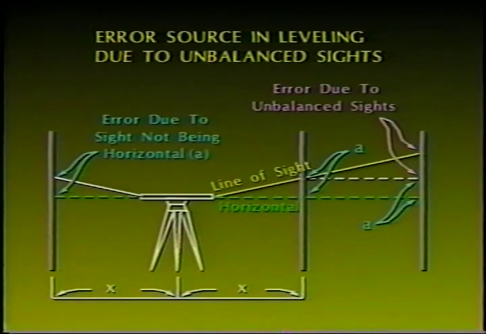The major instrumental error, the line of sight not being horizontal, can be compensated for in the field by balancing the length of the sights. You can see here that the error created when the line of sight is not perfectly horizontal, indicated by the small letter A, is the same on both sides if the length of the sight is balanced. When this happens, the error at each rod is compensated for and can be ignored. If the sights are unbalanced, as shown by the rod on the far right, then an error is introduced to the measurements as shown. Keeping your shots balanced while leveling has always been an important practice.